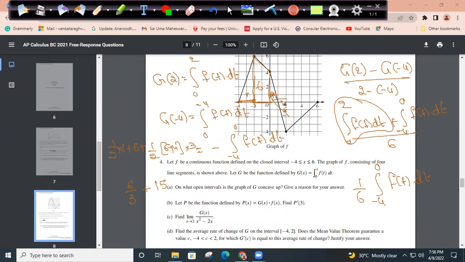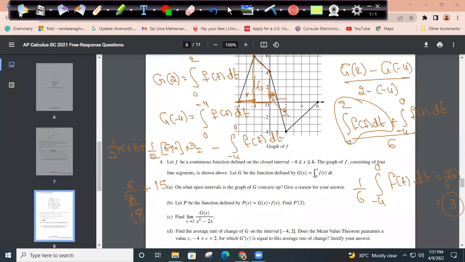So 6/2, which is 3, plus 15, which is 18. So 18 is the value of the integral of -4 to 0. 1 by 6 into 18 is 3. So the final answer here should be 3, which is the average rate of change. The average rate of change for the given function should be 3.